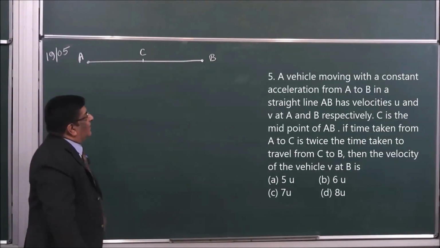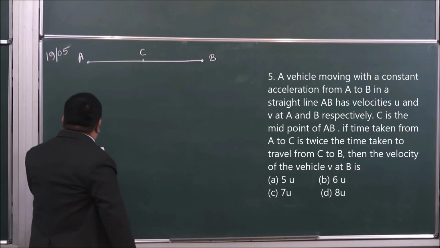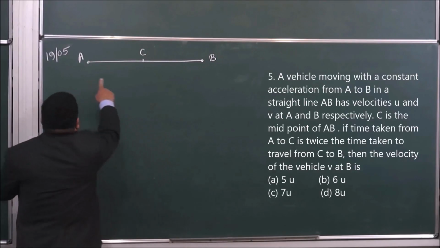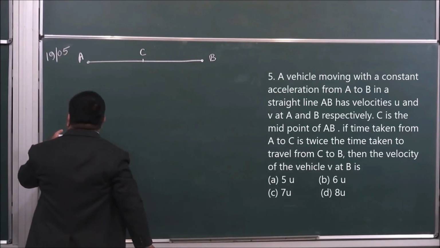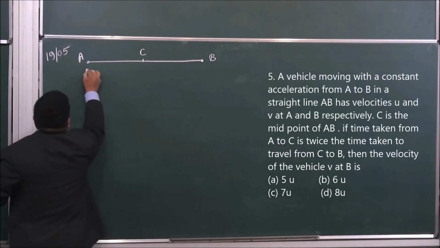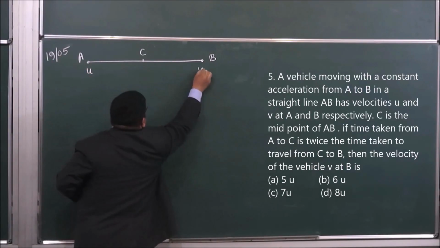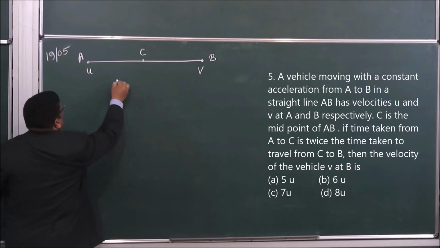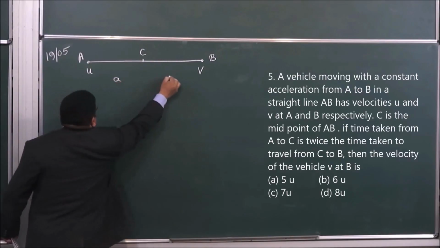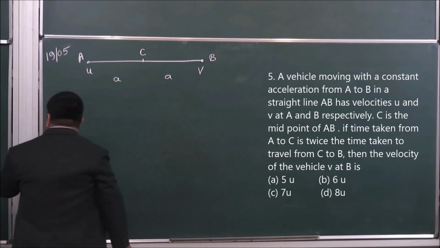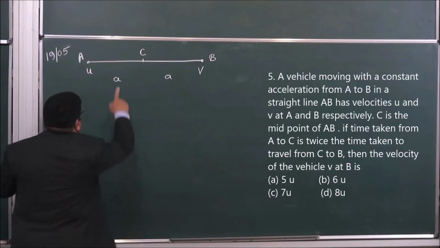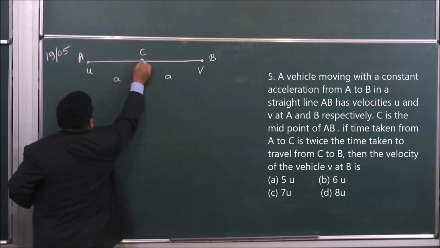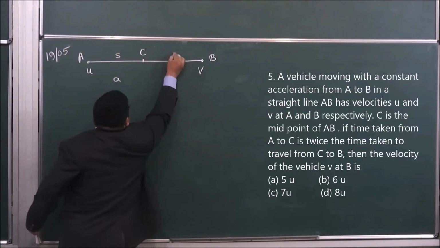Please read the question carefully. A vehicle moving with a constant acceleration from A to B in a straight line AB has velocity u and v at A and B. Here velocity is u, here velocity is v. And it is moving with a constant acceleration. That means acceleration everywhere is the same. Okay. Then C is the midpoint of AB. Correct? C is midpoint. That means if this distance is S, then this distance is also S.